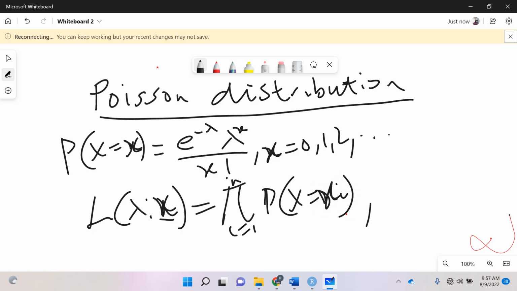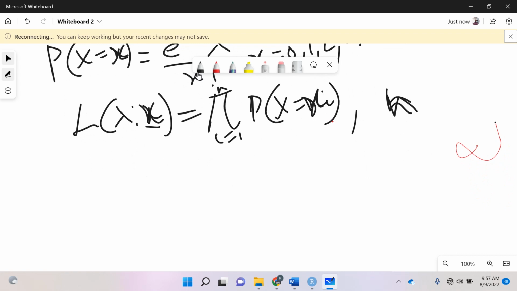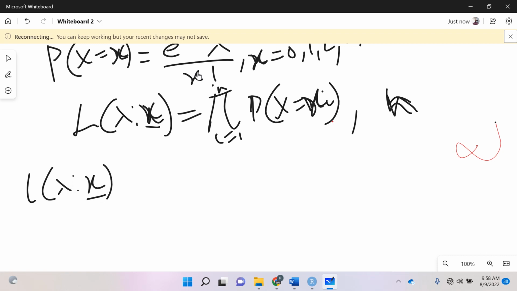Because for data we must have a size n. In other words, it must have a sample size. We cannot have the data be infinite. So essentially if we do this and get our log likelihood of lambda, it will be equal to, because when we find the log, this becomes a sum, right?